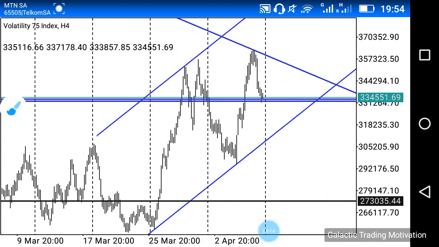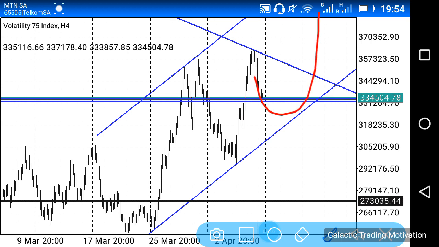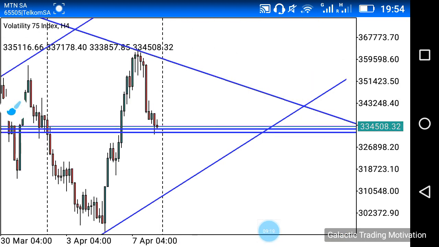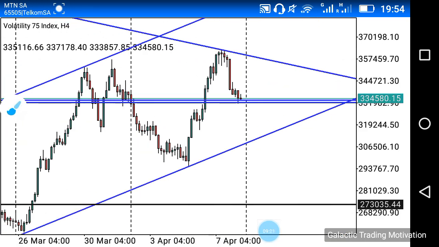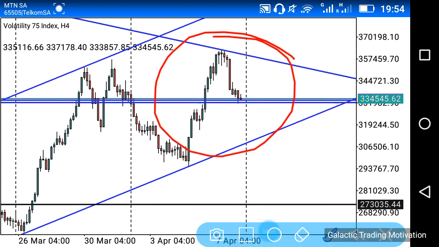So at this point in time, I really don't see any buying or selling opportunities. As I said, guys, buying or selling in the zone is very, very risky at this point in time, right? Having said that, my bias at this point in time is for the market to continue to move further down. Why do I say so?